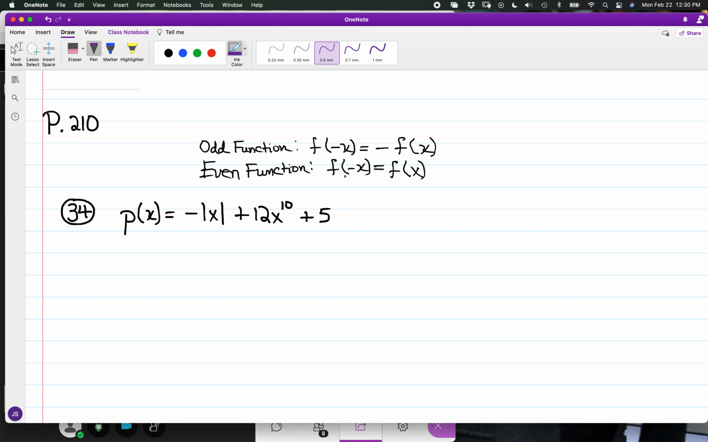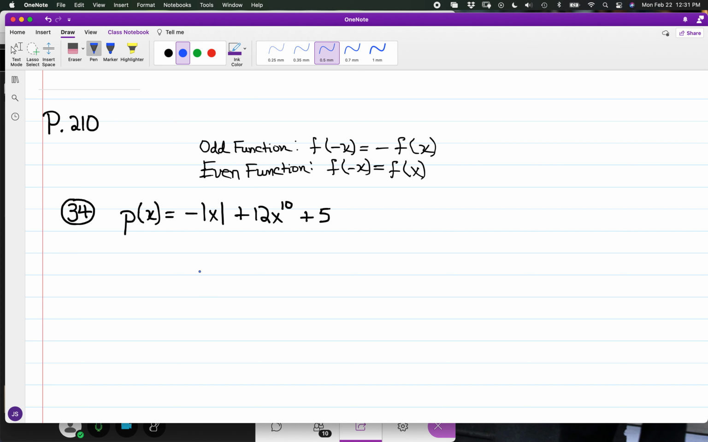Whereas in the case of an even function, we have f of negative x is equal to f of x. Now, for what we have on page 210, starting out with number 34, we have a function p of x set equal to the negative of the absolute value of x plus 12 times x to the 10 plus 5, and we're looking at determining whether that function is odd or even, if either of these.